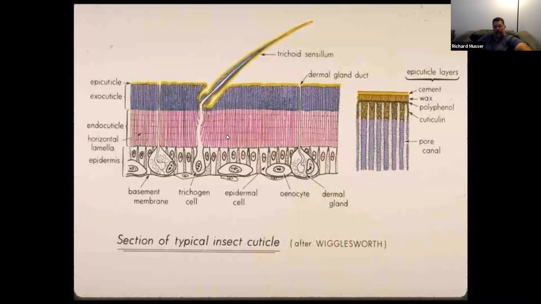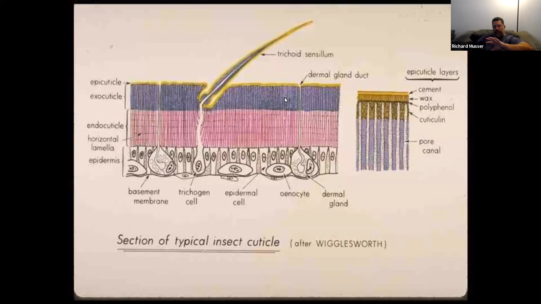And again, these are just layers of, I guess they're at this point, dead tissues that are kind of like nails, you know, but they form the outside, or there'd be secretions of it. And then you have your basement membrane and your epidermis. And these are the living tissues that are providing all these secretions.